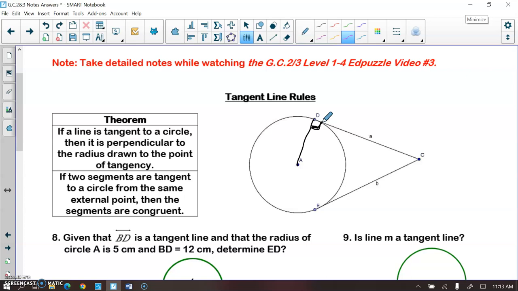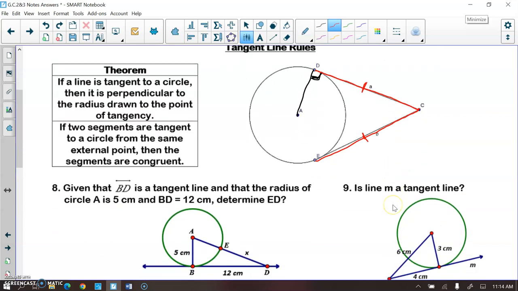The second rule for tangent lines is if you have two segments that are tangent to a circle from the same external point, then the segments are congruent. So what that means is that if I have a tangent segment or line intersecting another tangent segment or line at the same point external to the circle, then those are congruent tangents. So let's get started.